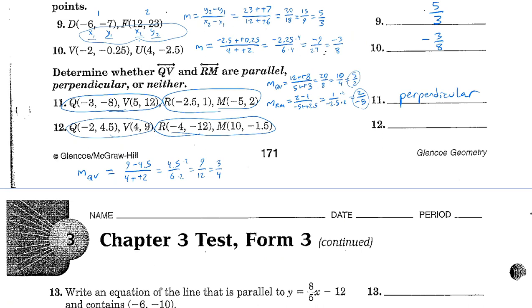All right, second one, the slope of RM is equal to, again, same order, negative 1.5 minus negative 12 all over 10 minus negative 4. So these all go plus plus. A lot of double negatives here to make mistakes with. So this becomes 10.5 over 14. I'm going to multiply by 2. We get 21 over 28. Dividing by 7, we get 3 over 4. So sure enough, the two slopes were the same. These two lines were parallel.